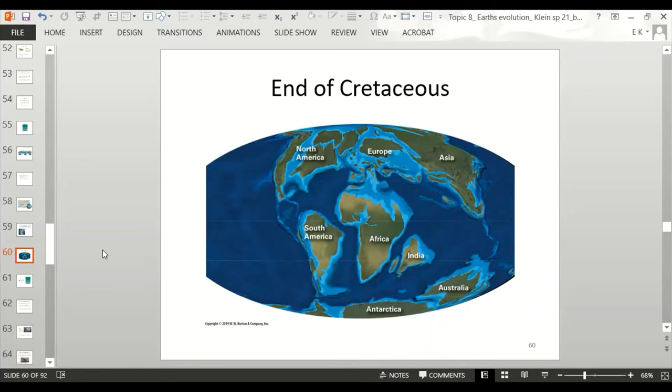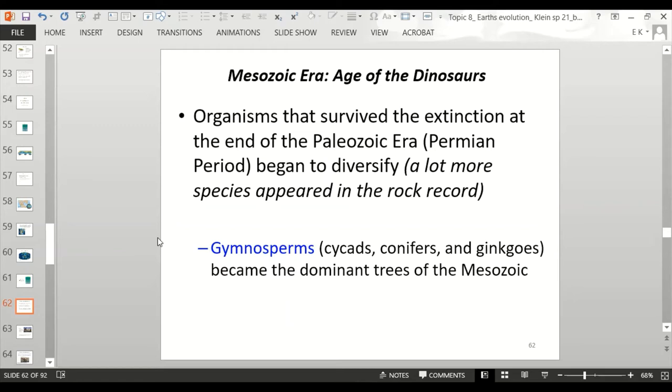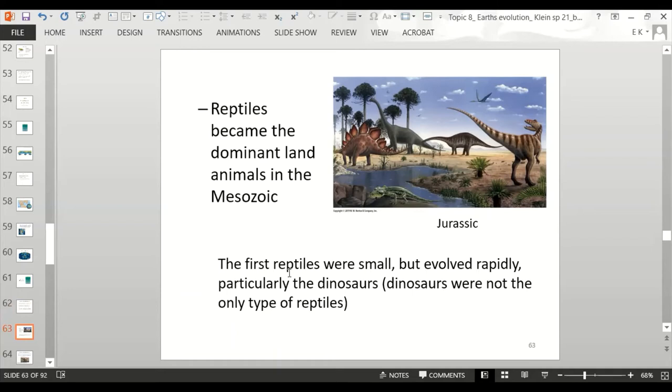So what about life in the Mesozoic? Organisms that survived the extinction at the end of the Paleozoic, which was that Permian period, began to diversify. Again, diversify means you have a lot more species come into existence. And we see in the rock record a lot more species appeared. So that's where we see the diversification. So gymnosperms, those cycads, conifers, and ginkgos became the dominant trees in the Mesozoic. Reptiles became the dominant land animals in the Mesozoic.